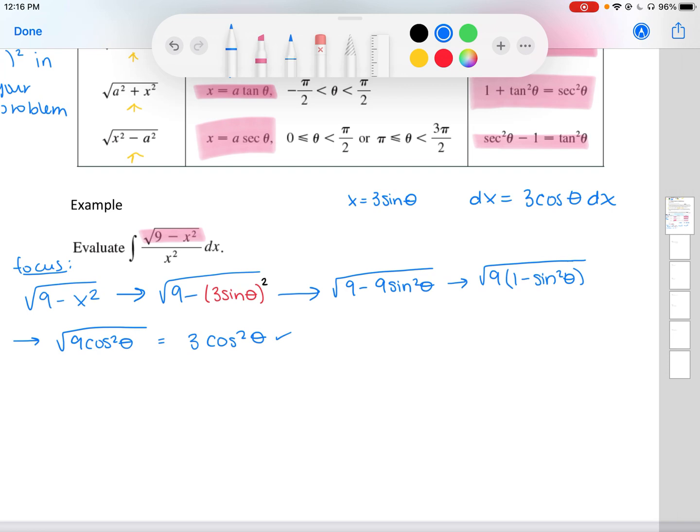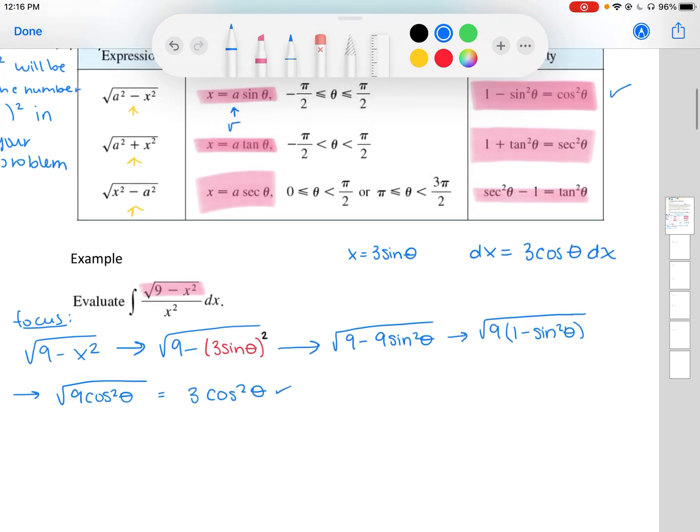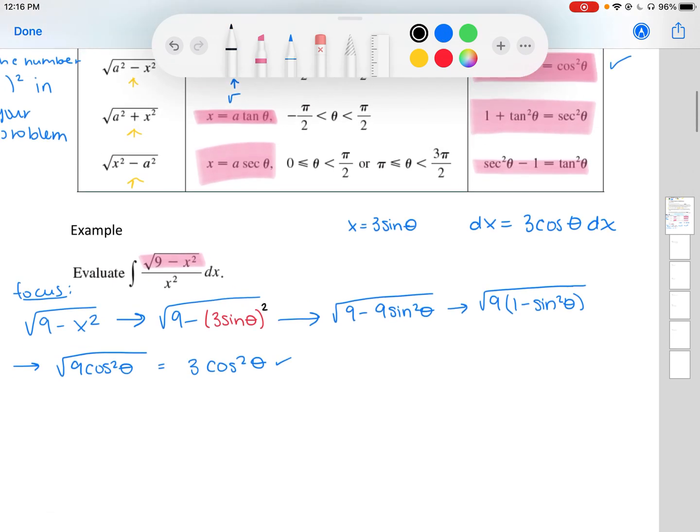Cool, let's go ahead and plug that in. So let's see what we did. So our integral is the square root of 9 minus x squared dx. Let's make those changes.